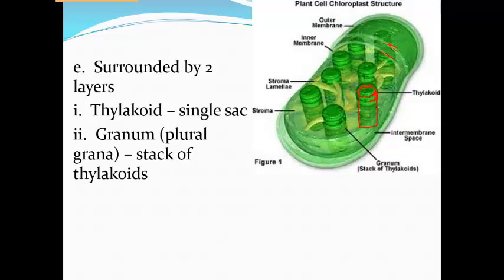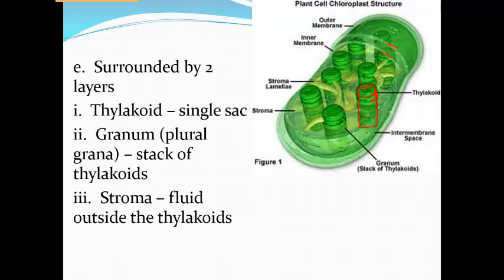That's called grana. And then very similar to the cytoplasm, this liquidy material around that they sit inside of, that was called the stroma, and the stroma is where some of that photosynthesis work is going to be taking place.